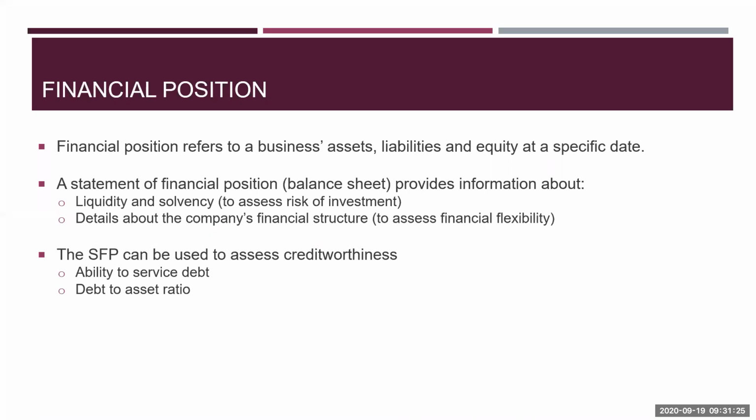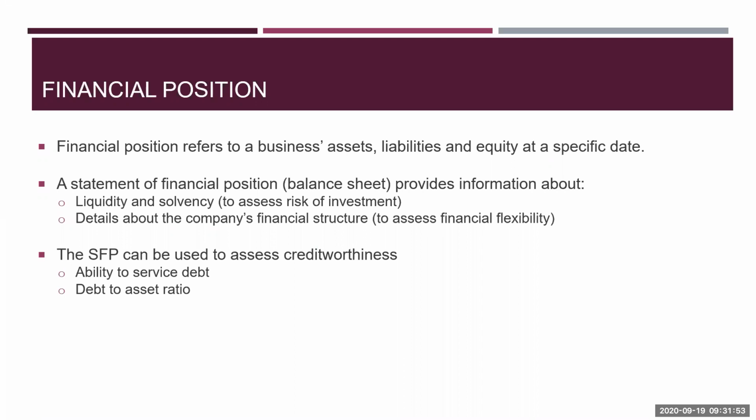Okay, so your statement of financial position, also called balance sheet, will give the readers information about the liquidity and solvency of the business. That is the business's ability to pay their short-term and long-term maturing debt. What is the company's financial structure? What kind of assets do they have? How much liability or equity do they have? What's their financial flexibility? Does the company have the ability to pay their debt?